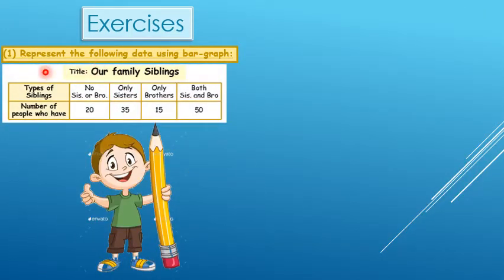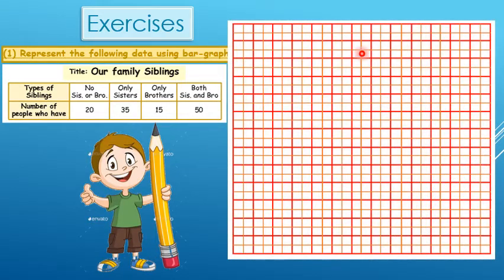Another exercise, we want to present the following data using a bar graph. We have a table with the title, our family siblings. Now, our family siblings means, if you have no sister or brothers, or only sisters, or only brothers, or both of them, sisters and brothers. This is the meaning of siblings. Now we have our empty grid.